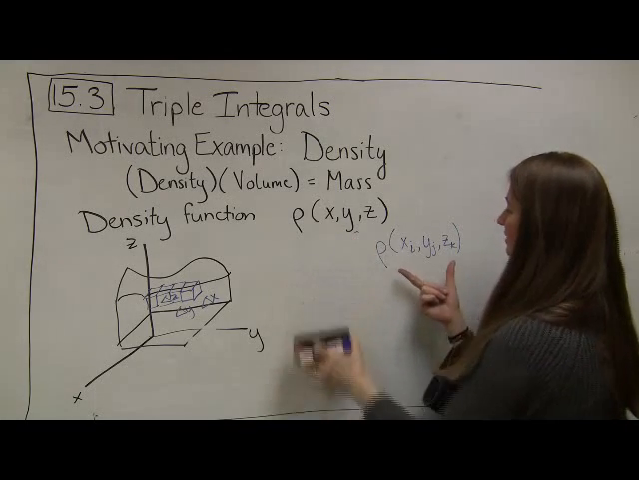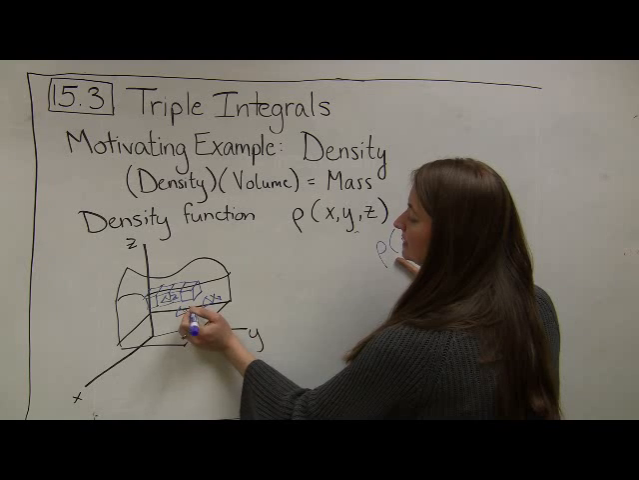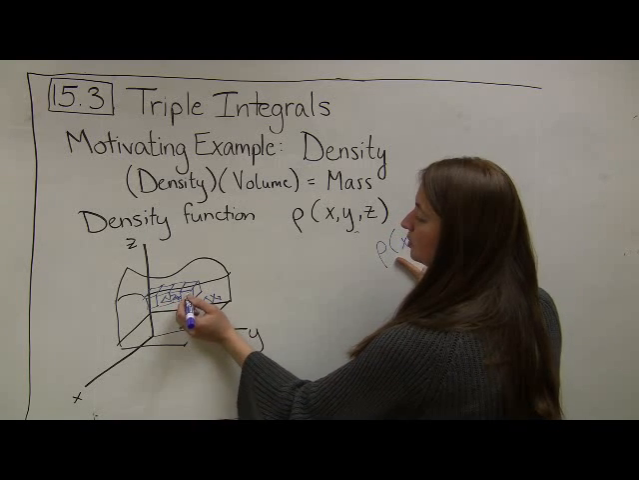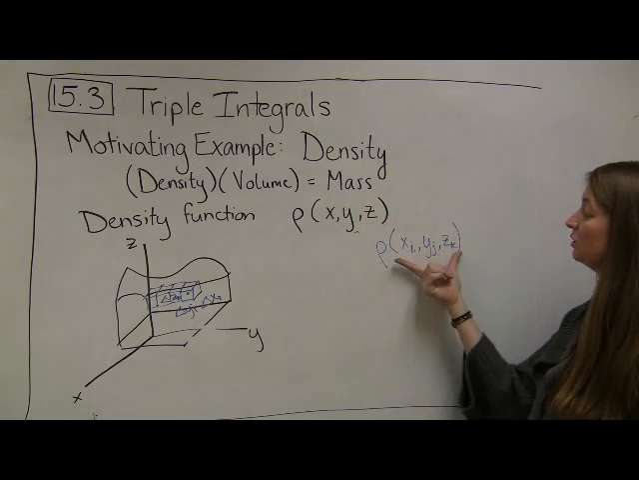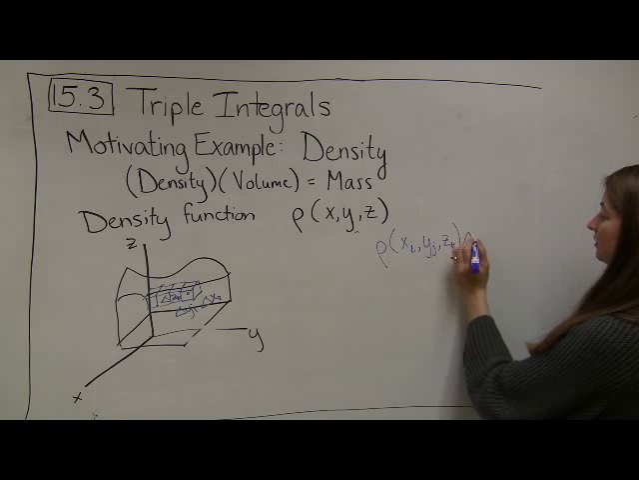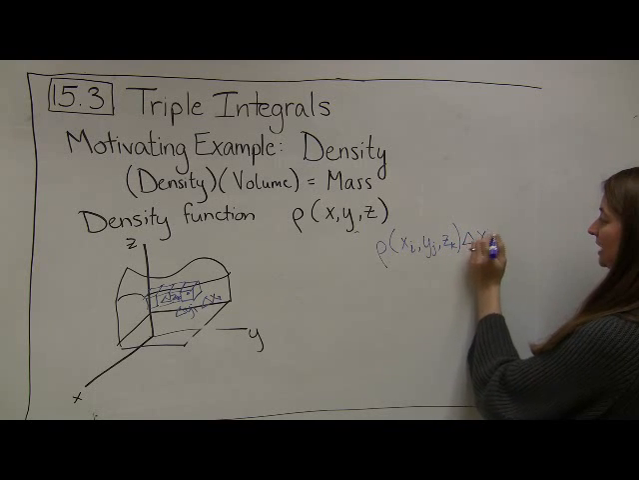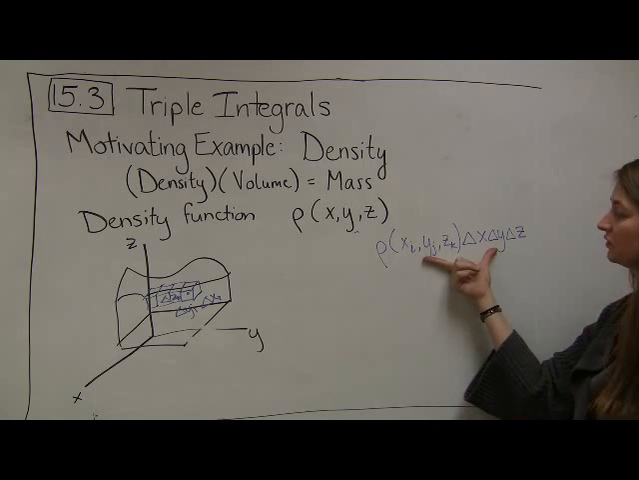One cube is going to have the density at x sub i, this is my i, my y sub j, and my z sub k point, somewhere in that little cube. And so the mass of this one cube is going to be the density of the cube times the volume of the cube, which in this case is delta x, delta y, delta z. But this is just for one cube.